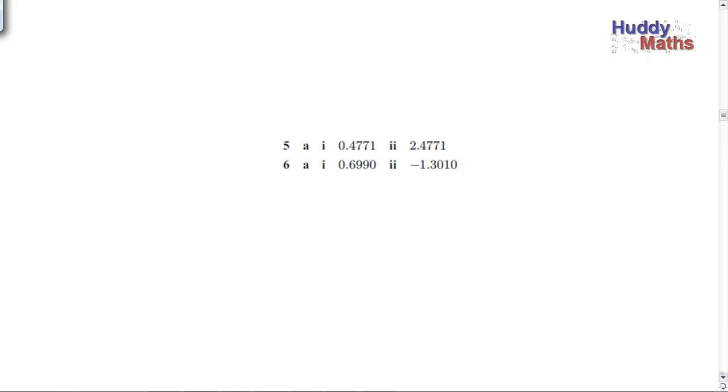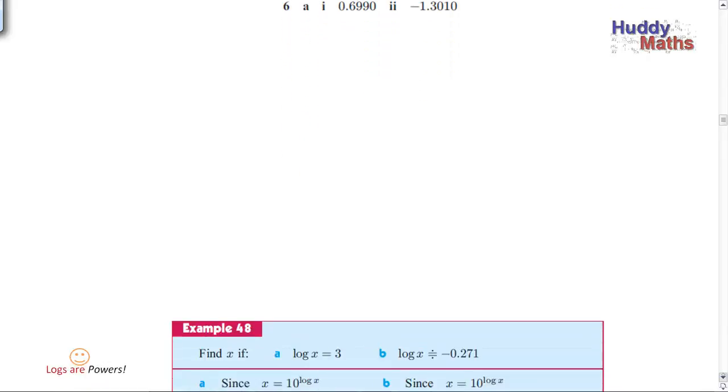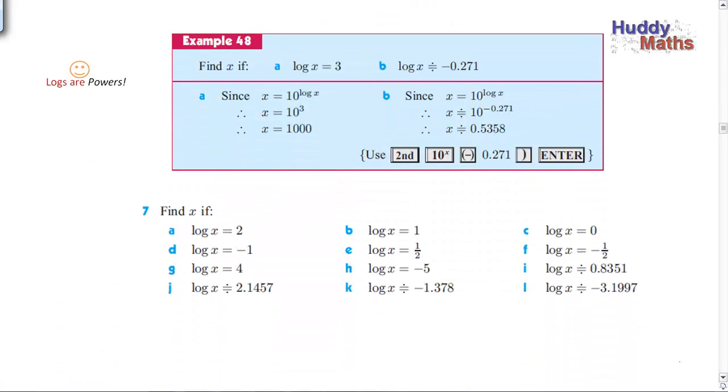Okay, let's move on. It's getting interesting, isn't it? Maybe a bit complicated, but interesting stuff. So find x if the log of x is 3 and the log of x is approximately -0.271. The log, remember over here, little dude, the log is the power of 10. So if the log of x is 3, x is 10 to the 3. The 3 is the power of the base, so it's 1,000.